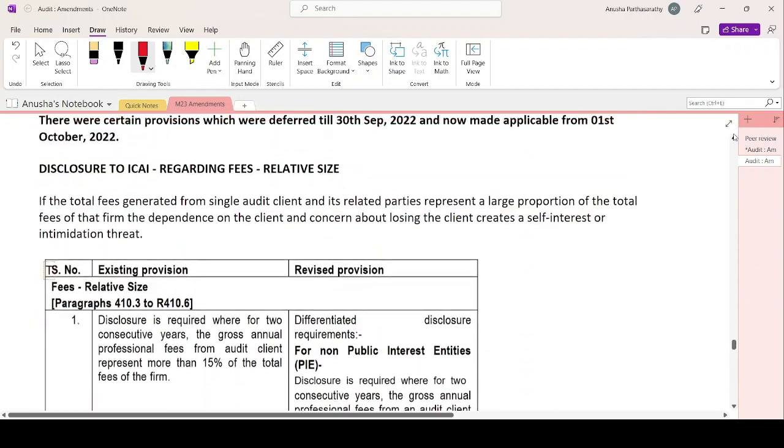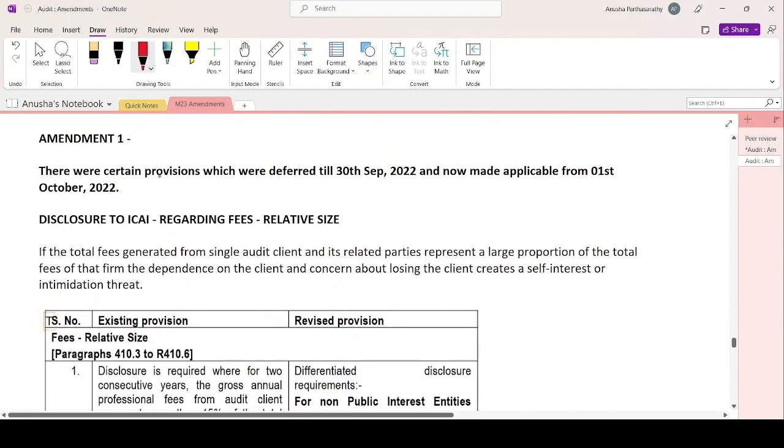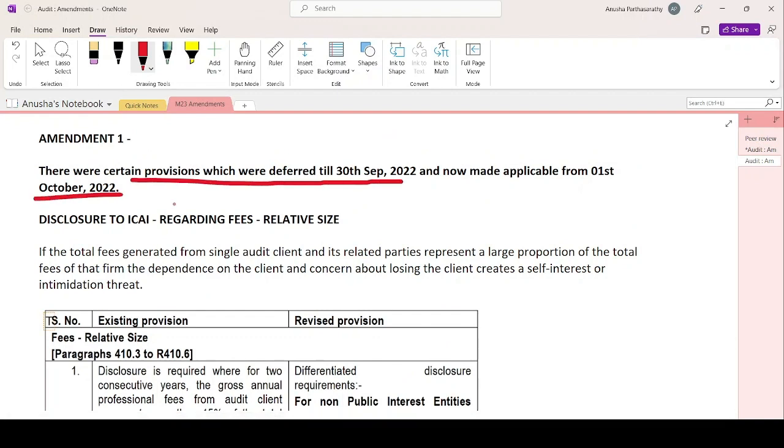Okay, let's start. Amendment number 1. There were certain provisions which were deferred till 30th September 2022, and now they are made applicable from 1st October 2022. There were some provisions which were there earlier, but they were deferred. Now the existing provisions have been modified with amendments and made applicable from 1st October 2022.